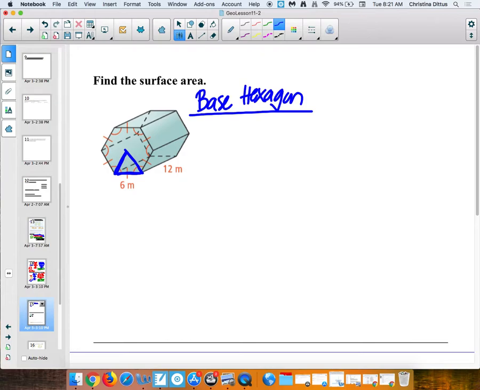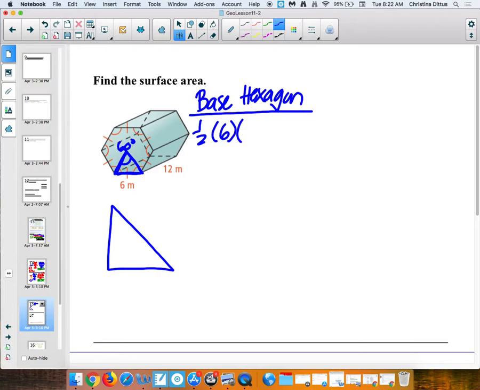I'm looking at this little blue triangle. Area of a triangle is half base height. What's my base going to be? 6. So I have half base. Do I know my height? No. What do I know about hexagons that would be helpful to find my height? 360 divided by 6 is 60. So this angle is 60.